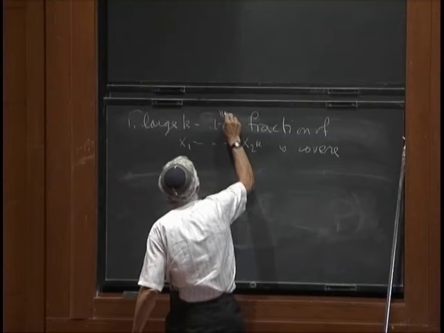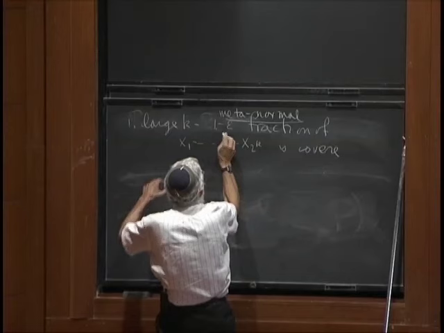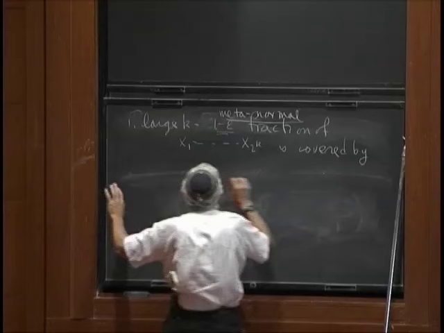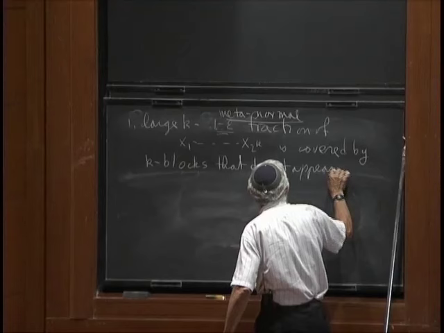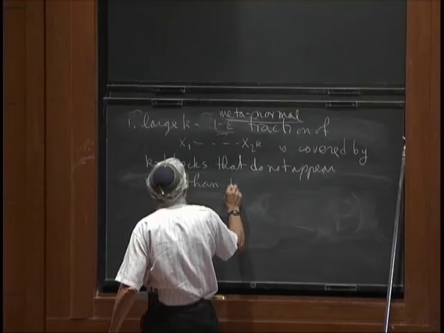1 minus epsilon fraction of this is covered by k blocks that do not appear more than some constant number of times, which depends on epsilon.